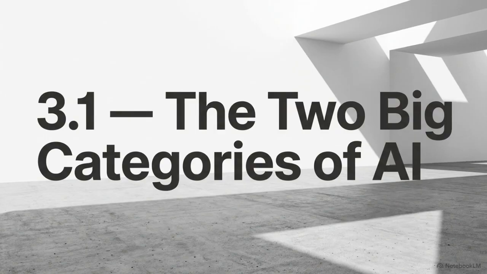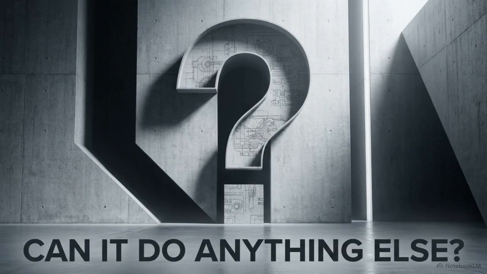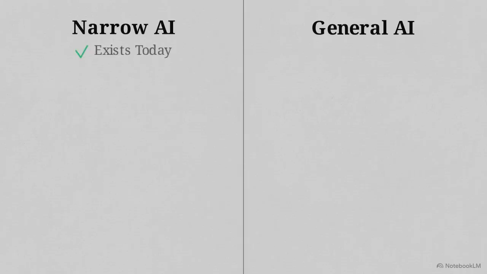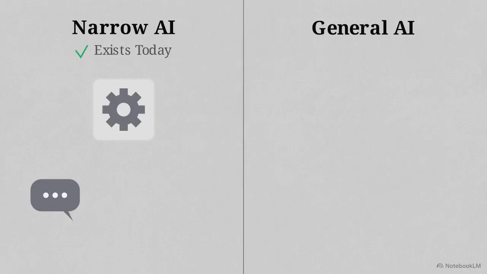3.1. The 2 big categories of AI. To categorize any artificial intelligence, you only need to ask one beginner question. Can this tool do anything outside of what it was specifically built to do? That question draws the line. On one side, you have narrow AI. This exists today. It handles one task or a tightly related family of tasks, and it can only learn a new task if engineers retrain it. ChatGPT, Siri, and the fraud detection on your credit card are all narrow AI.